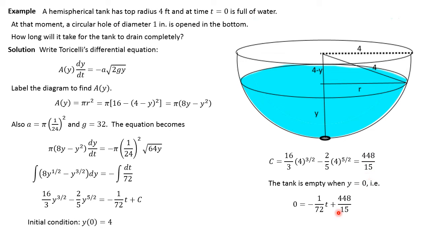So now we're here and we can solve for t. So we subtract 448 over 15 from both sides, multiply by negative 72, and we get t is approximately 2,150 seconds, which is 35 minutes and 50 seconds. A pretty reasonable sounding answer, I would say, for a tank of that size and a hull of that size. So I'll accept that answer, will you?